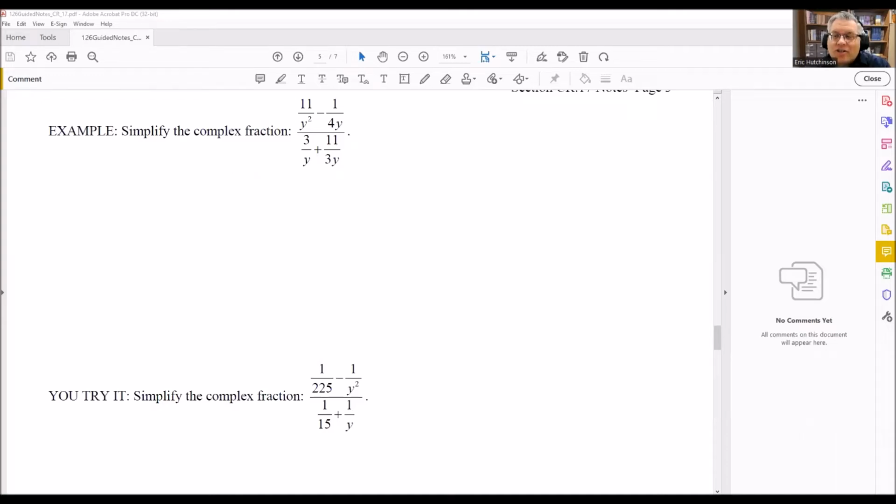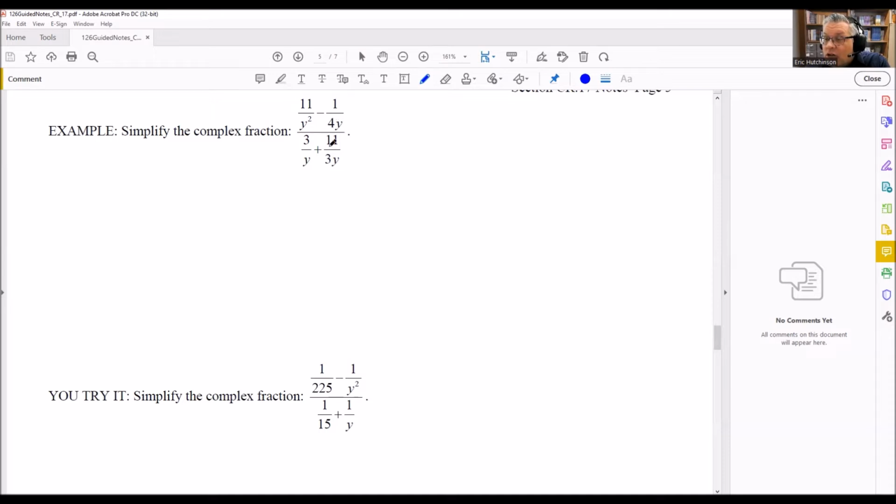We want to find the LCD for everything on the top and everything on the bottom. That way we can multiply each thing by the LCD to cancel this out and get rid of the complex fraction. In this case, we want to look at, first of all, the y's. The LCD is going to be the highest power of y that you see here. So y squared will be part of the LCD.